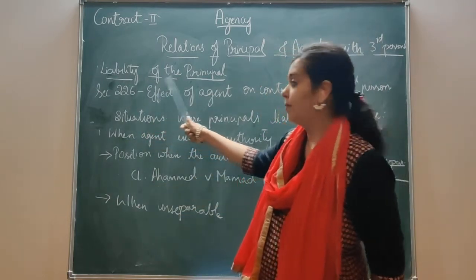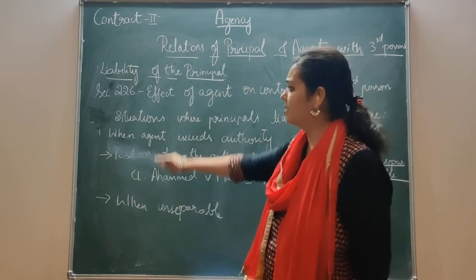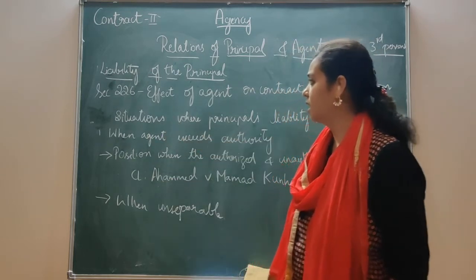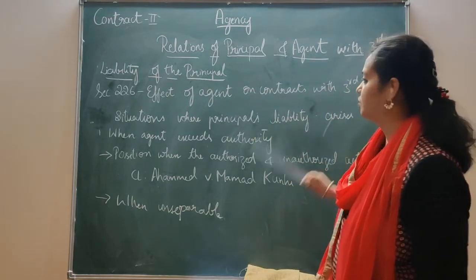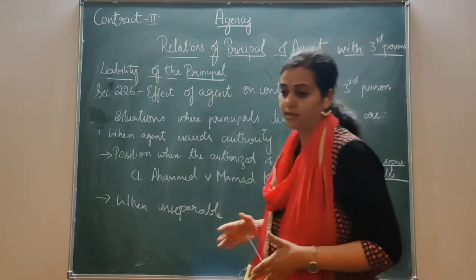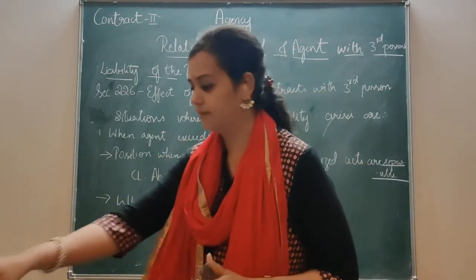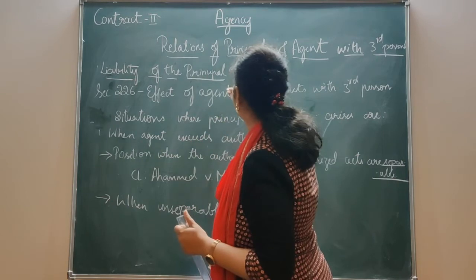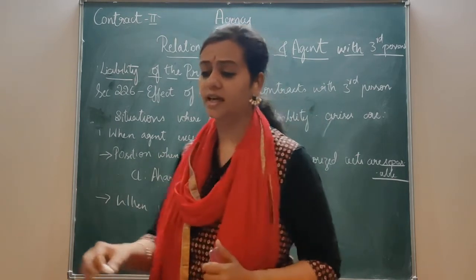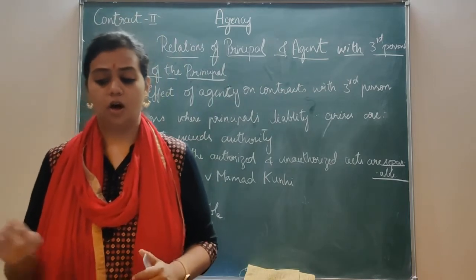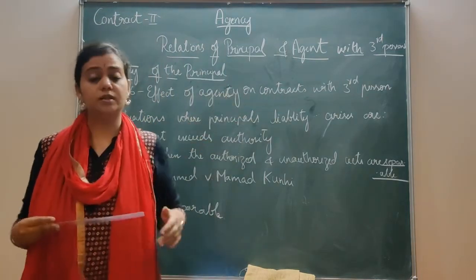Liability, first is the liability of the principal. What is the liability of the principal? That is dealt with under Section 226, which gives the effect of agency on contracts with a third party. Of agency, sorry, this is agency. Of agency on third party. What is the effect of this agency? Agency on contracts with a third party.